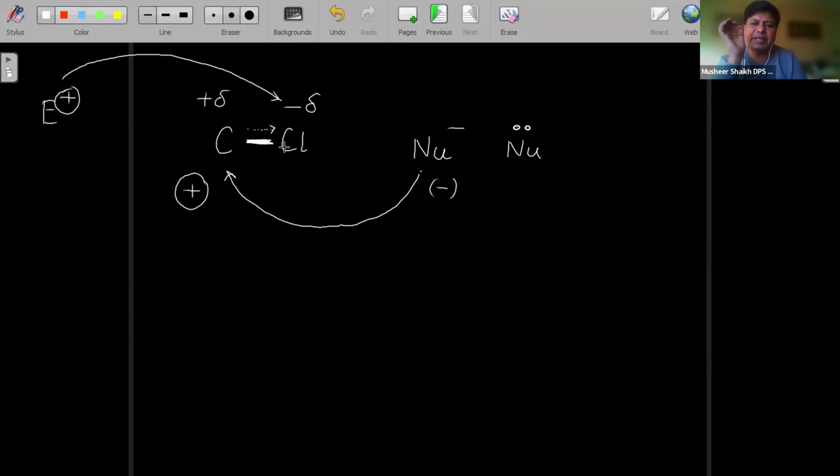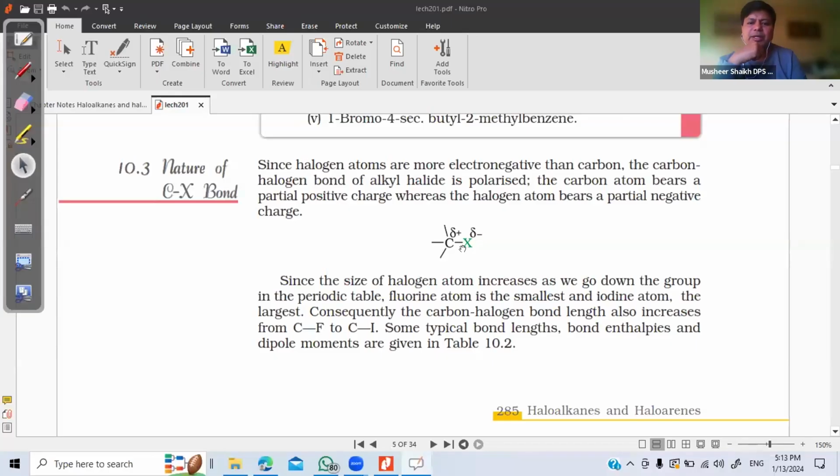Now this is a simple mechanism which we have to remember in any organic chemical reaction. So here the carbon halogen bond is a polar bond. Carbon has a positive charge and halogen has a negative charge.